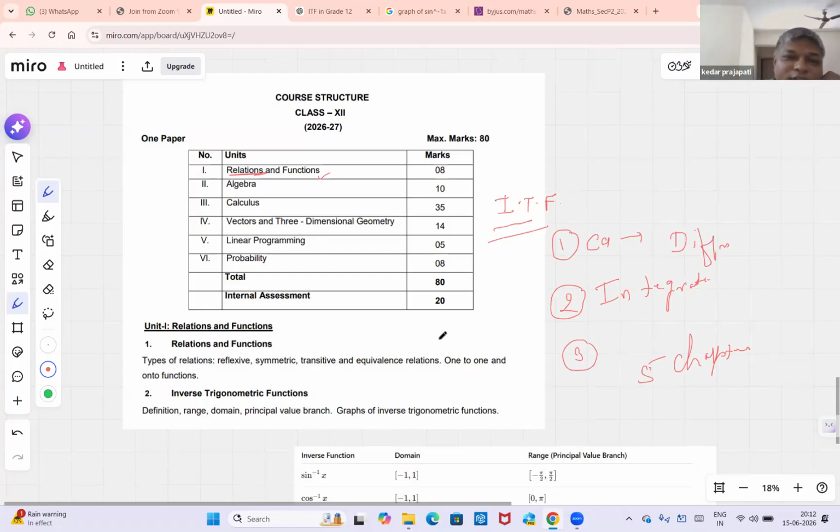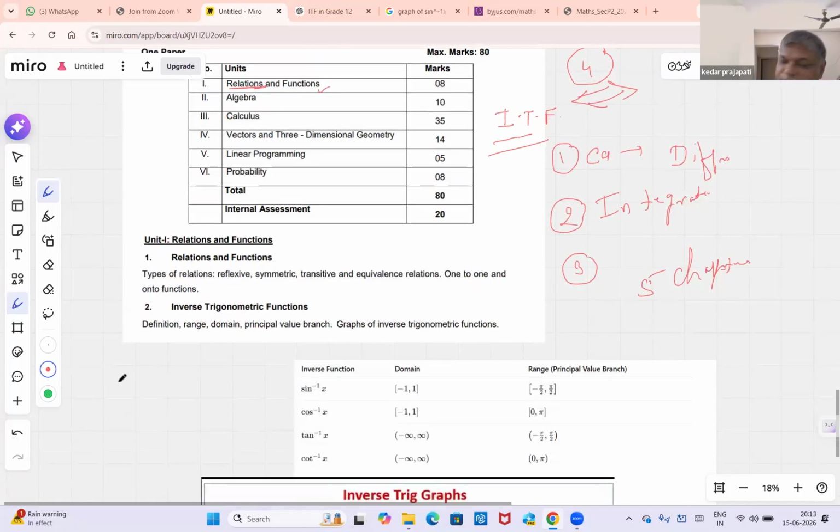So in our exam, 4 marks will come from this chapter. So let us make sure that we understand everything and complete 4 marks. And once we are done with applications, we'll move to relations and functions. So ITF is our target today. So if you look here, ITF has definition, range, domain, principal value branch, and graphs.